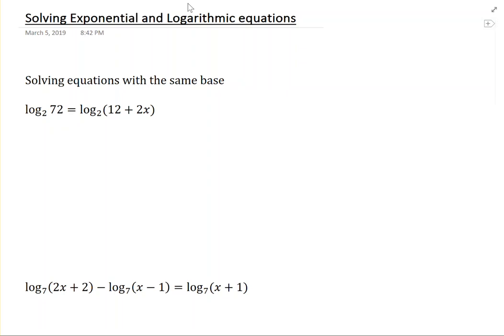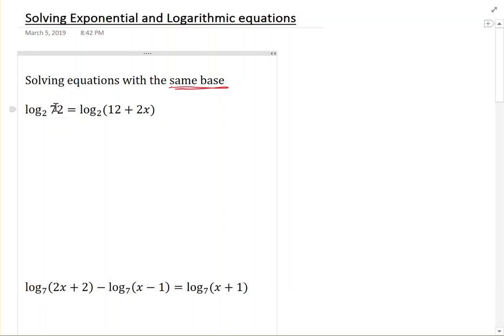Hello, this section is on solving exponential and logarithmic equations. So first we're just going to start by looking at some logarithmic equations, and these ones will specifically have the same base. Very similar to solving exponential equations, we first want to get to the same base, and then we can compare it from there.